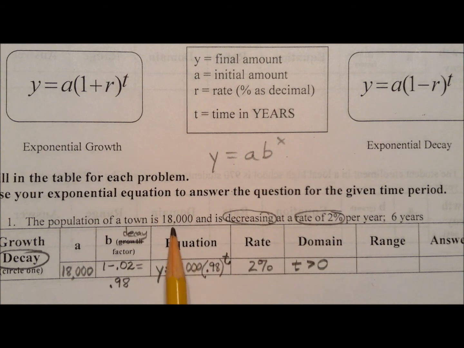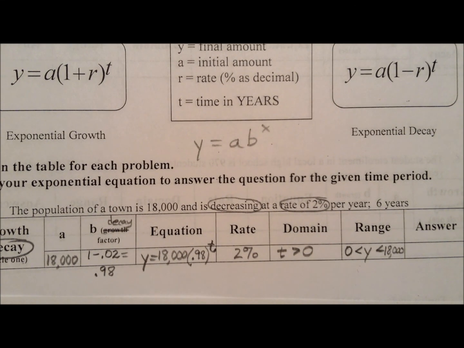And when we look at this, my range is talking about the population, and it's going down. So my range, my y value, since it's going down, is going to be less than 18,000. And for all practical purposes, it's going to stay positive. Now, it's really probably not going to get very close to 0, but it could possibly go away if it becomes a ghost town or something like that. All right, so we have our equation.